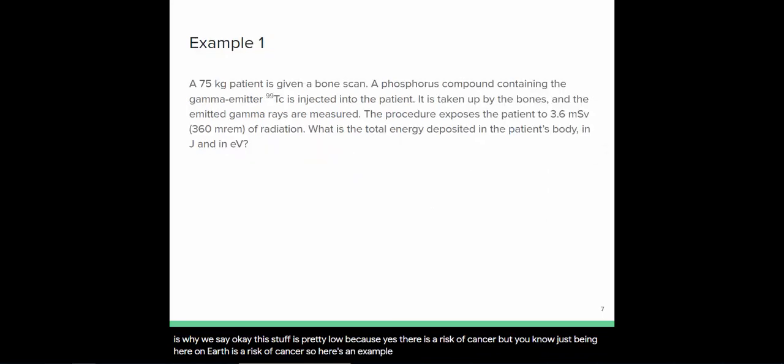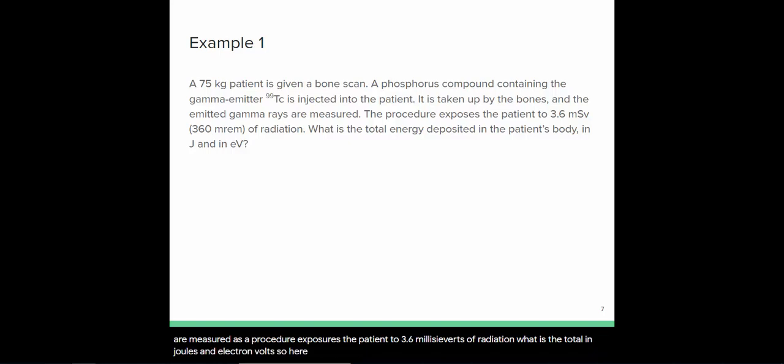So here's an example. I'm not going to go into the meat of this, because sieverts and everything is not tested. So for example, you have a 75 kilogram patient, and we're going to do a bone scan. A phosphorus compound containing the gamma emitter technetium-99 is injected into the patient. It's taken up by the bones and emitted. The emitted gamma rays are measured. The procedure exposes the patient to 3.6 millisieverts of radiation. What is the total energy deposited in the patient's body in joules and electron volts?